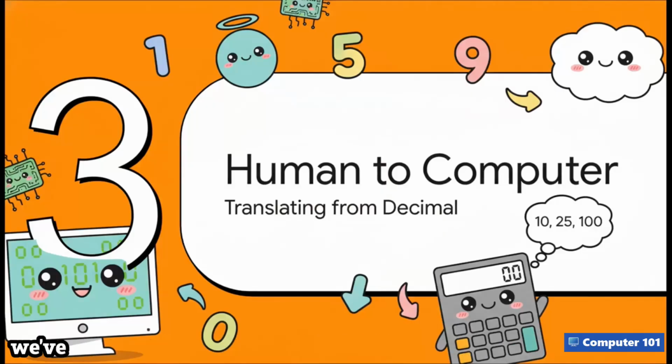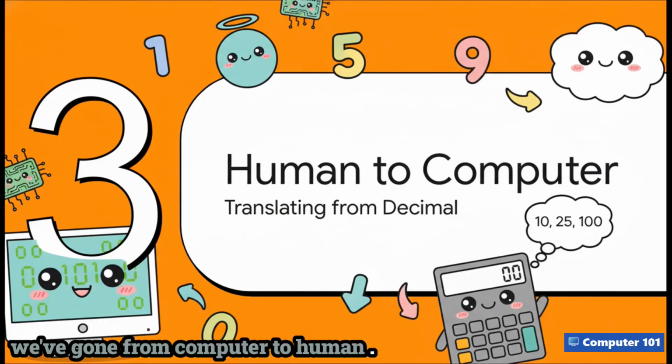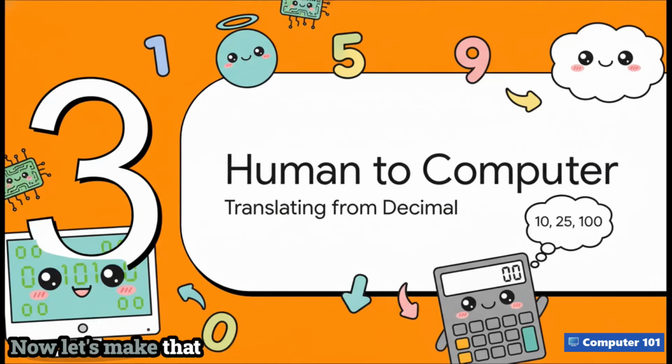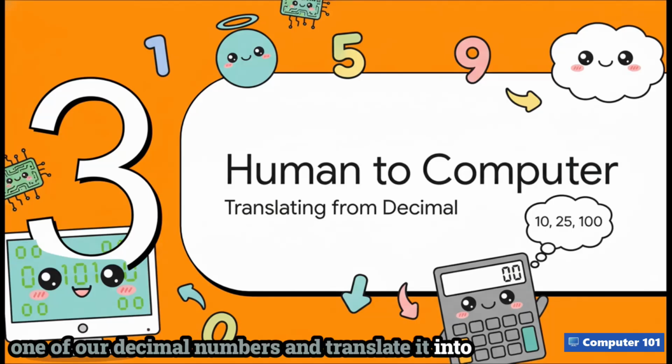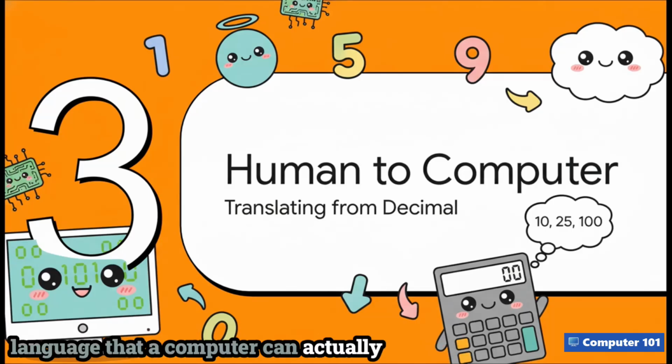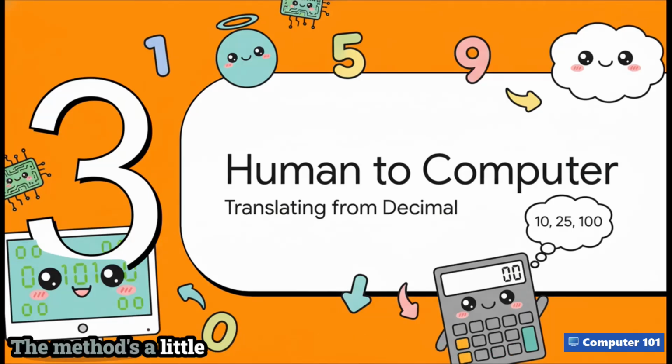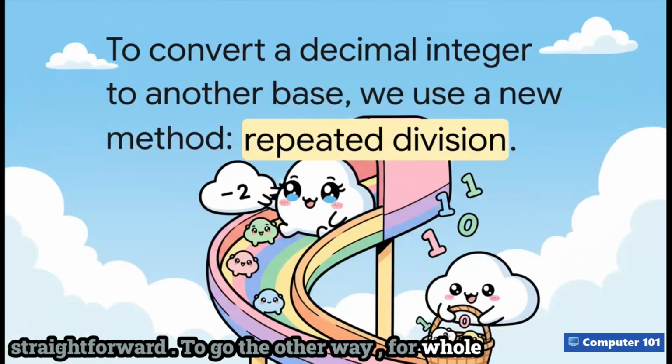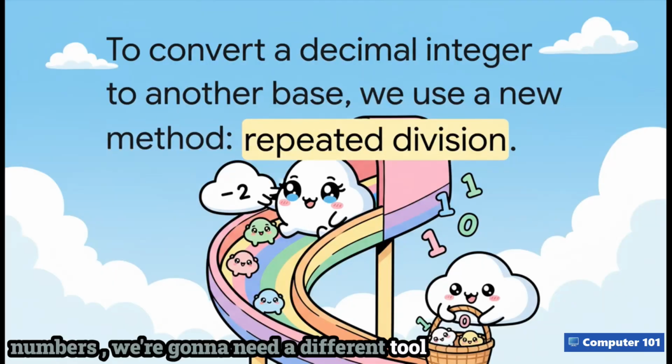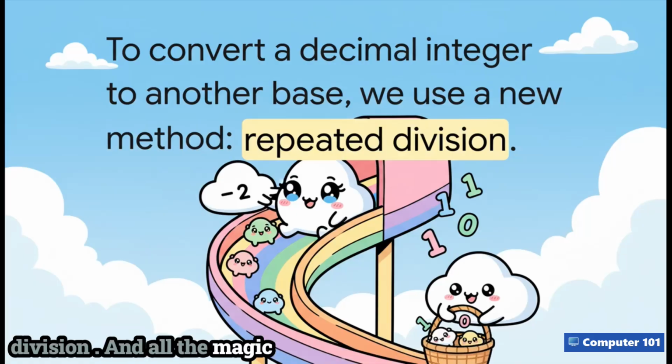Okay, so we've gone from computer to human. Easy enough. Now let's make that return journey. How do we take one of our decimal numbers and translate it into a language that a computer can actually understand? The method's a little different this time, but it's just as straightforward. To go the other way, for whole numbers, we're going to need a different tool, repeated division. And all the magic here, it's in the remainders. Let me show you what I mean.